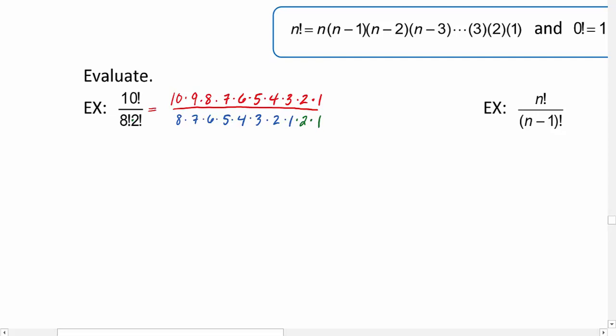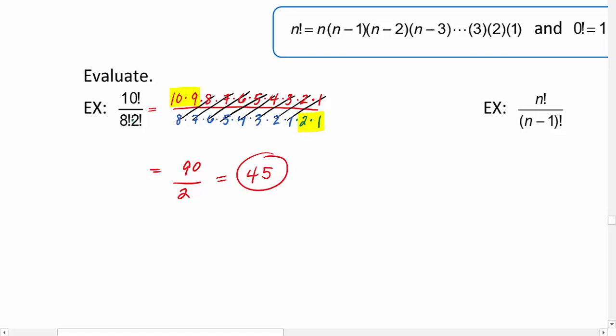And we certainly don't want to figure out what these giant numbers are and then try to simplify that fraction, so we're going to start canceling. 8, 7, 6, 5, 4, 3, 2, and 1. So this is a lot more manageable. We are left with 10 times 9 on the top and 2 times 1 on the bottom. 90 over 2, and we get 45.